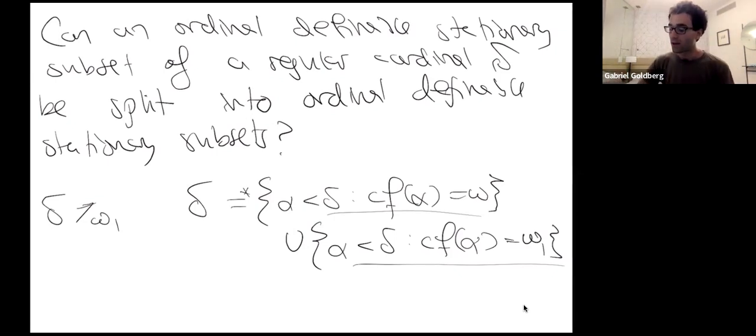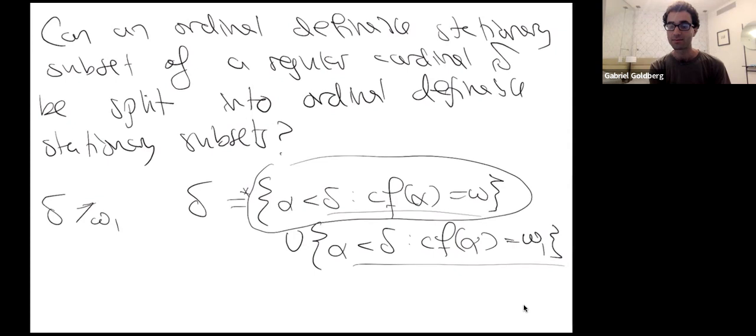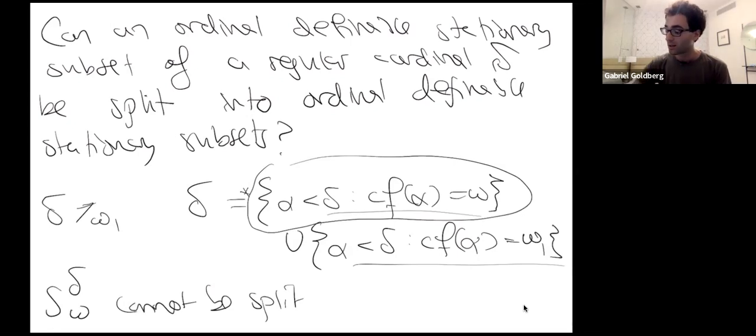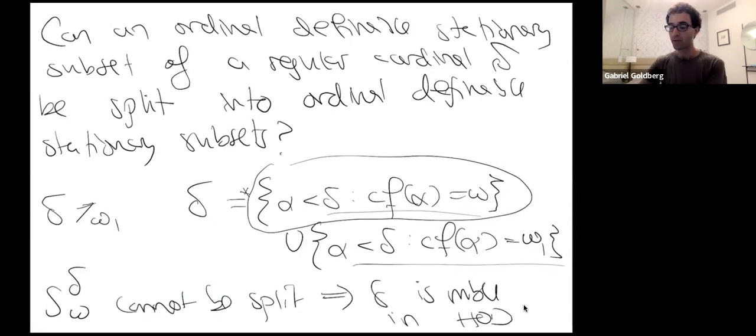On the other hand, it's not clear that this set can be split any further into stationary subsets. This set is called S delta omega, the set of cofinality omega ordinals. If S delta omega cannot be split in an ordinal definable way into stationary subsets, that means that delta is measurable in HOD. So this is how measurability in HOD is going to come up. If you can't split S delta omega into two stationary subsets, delta must be measurable in HOD.